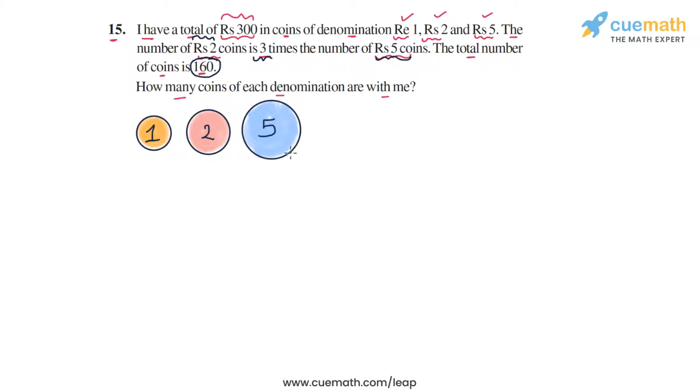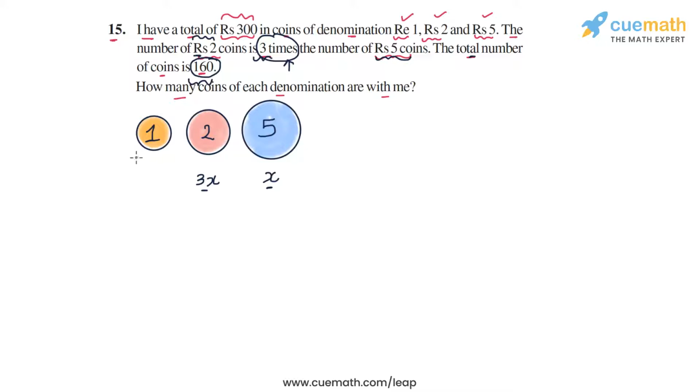So the way we can start solving the problem is we can assume that the number of 5 rupee coins is x. Now this means that the number of 2 rupee coins will be 3 times the number of 5 rupee coins. So the number of 2 rupee coins will be 3x. Once again, the number of 5 rupee coins I have assumed as x, and the number of 2 rupee coins will be 3x because that is given to us in the problem statement. And we are also told that the total number of coins is 160.